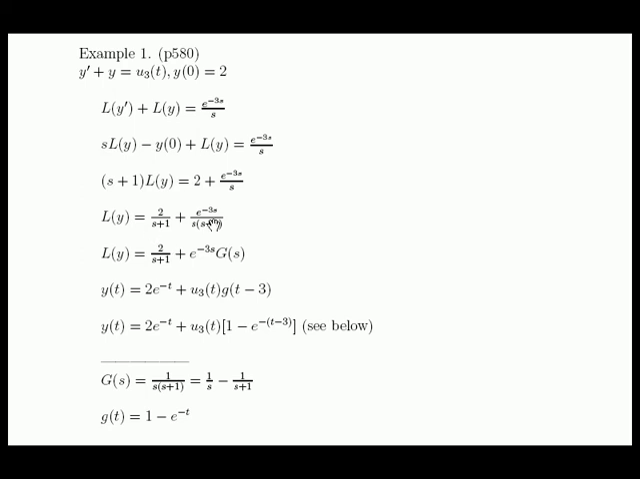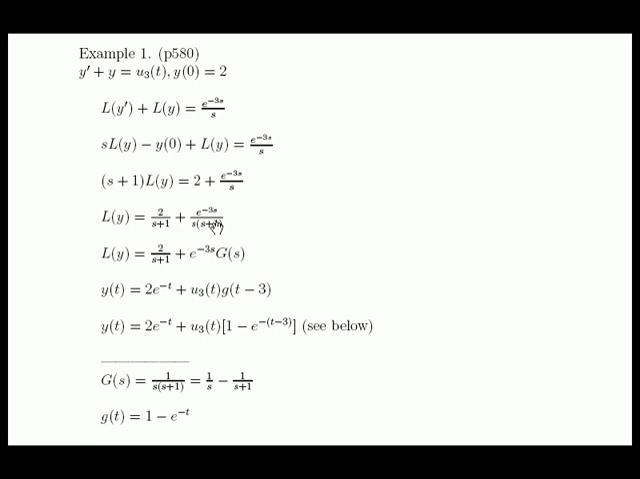Now the other one has this e to the minus 3s. And you look at that and you say, well, if I didn't have the e to the minus 3s, I'd know how to do this. If it was just 1 over s times s plus 1, I could find the inverse transform of that, because I could just use partial fractions.